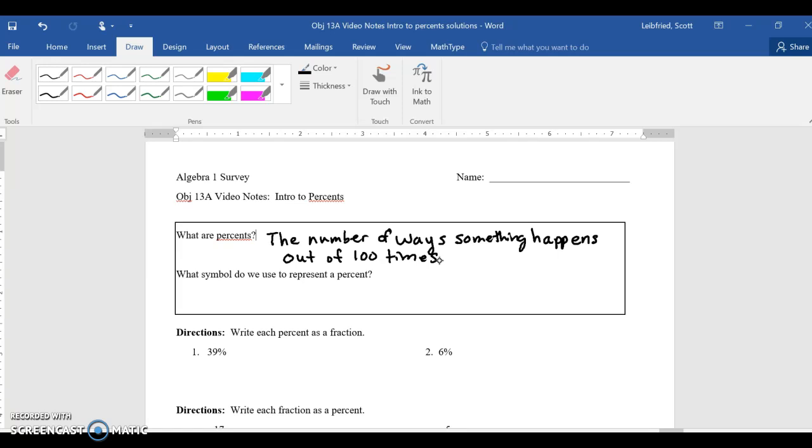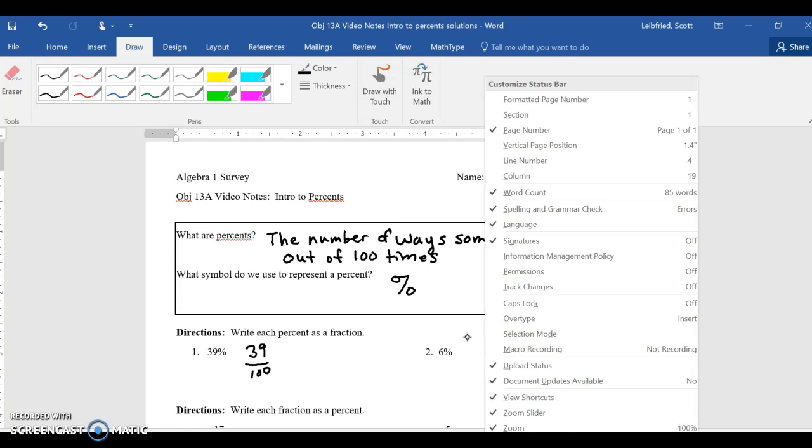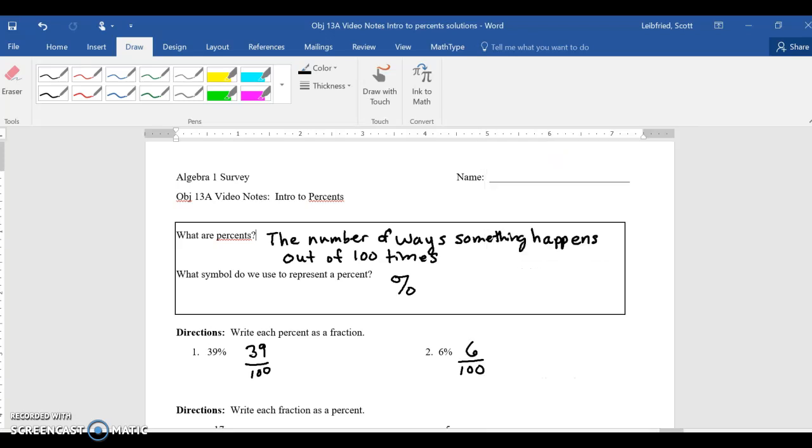So what symbol do we use to represent a percent? A lot of times you'll see a percent sign. So let's look at directions for the first two problems. It says write each percent as a fraction. So it's given us 39%. We read this percent sign as percent. So to change that to a fraction, we simply take the 39 and we write it over 100. Let's look at number 2. 6%. 6% would be changed to 6 over 100.